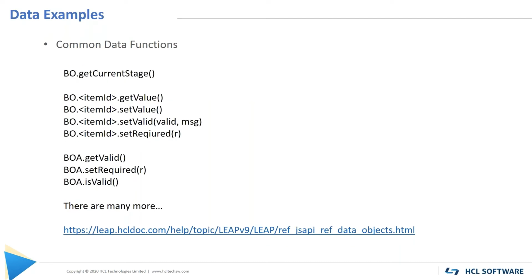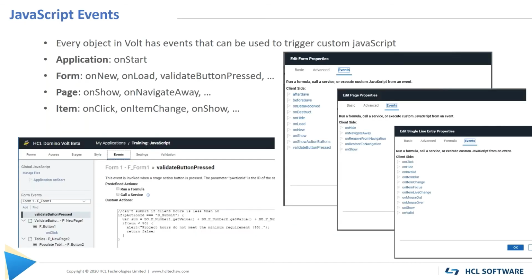Common data functions that you might use, things like get current stage. It's going to return you the ID of the stage that the form is in. This is showing you how it's business object, and then the item that you want to reference, and then your function: set required, get required, set valid, get valid. Is it valid? There's tons of other functions. I would encourage you to at least have a look at the documentation to know what you can play with. A lot of cool things can be done with the JavaScript functions that are there.